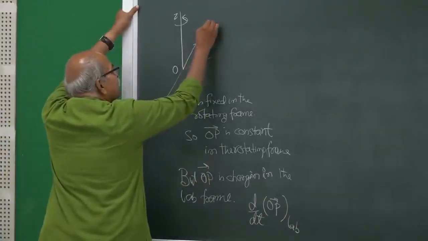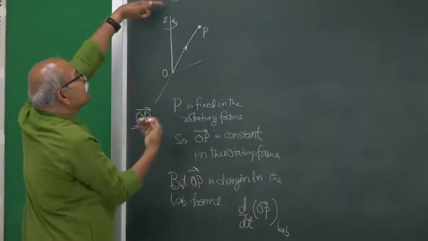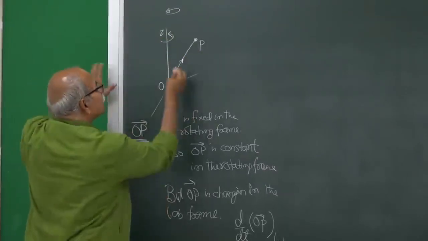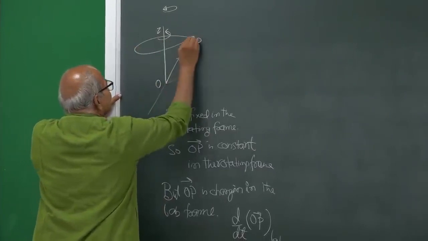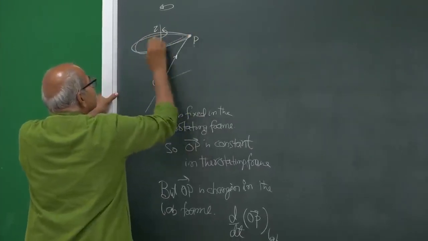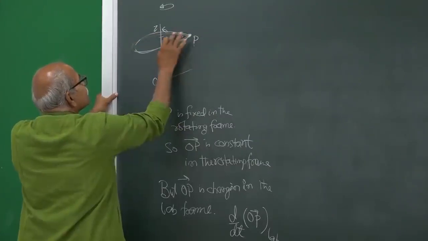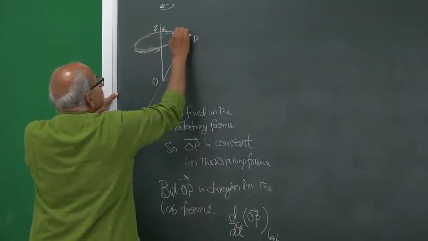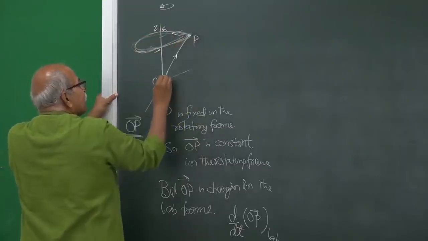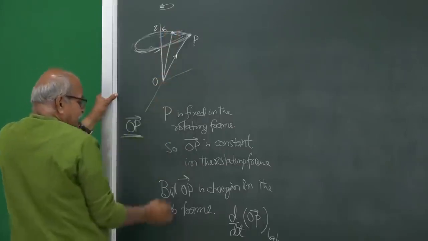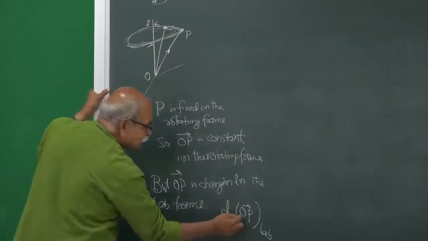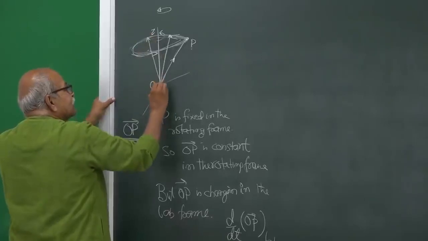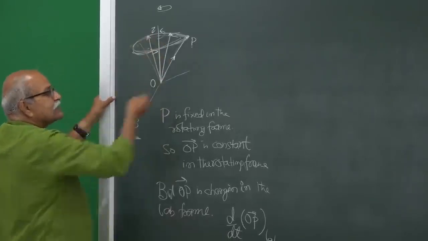Since the entire frame is rotating about the z axis and the point P is fixed in that frame, P is also rotating about the z axis and it is going in a circular path, with angular velocity omega. So OP is here, and after some time OP will be here. I am now talking from the lab frame. I need d/dt of OP in the lab frame. After some time the frame will be here, this OP will be here, the point P will be here, and so on. So it is rotating.